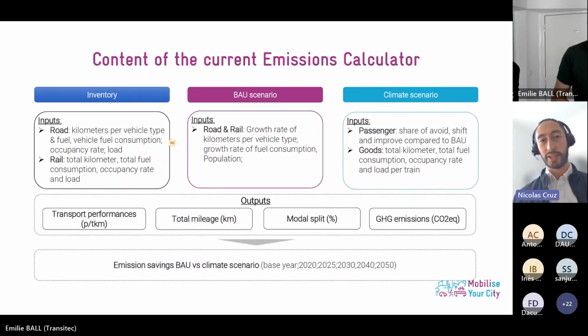So the content of the current emissions calculator, as I was saying before, is this inventory, which requires some inputs related to, for example, how many kilometers the cars are driving in the city. At the end, we gather transport performances, total mileage, modal splits of the city, and of course greenhouse gas emissions. This is quite similar for all the scenarios compared to the inventory, just that for the scenarios we need to consider other assumptions of what is going to happen in the future, for example the growth rate of the population, the change of fuels, or the transformation of the energy matrix of the city and the country. And then the final output that we want to check is the emission savings from the business as usual scenario compared to the climate scenario.